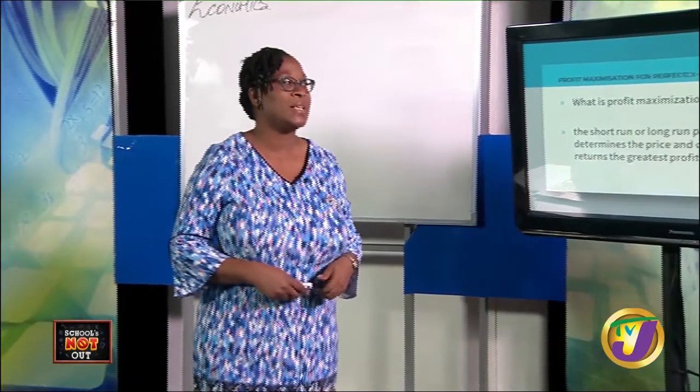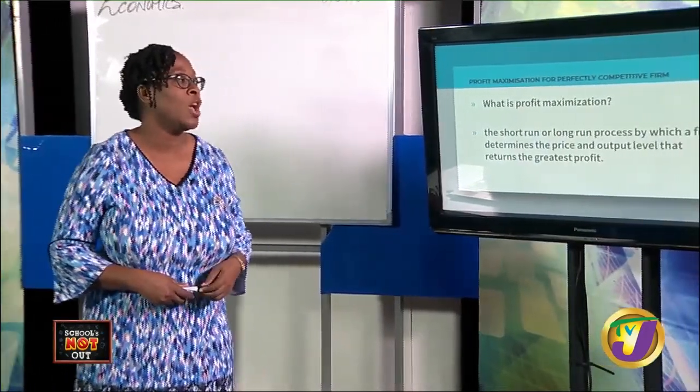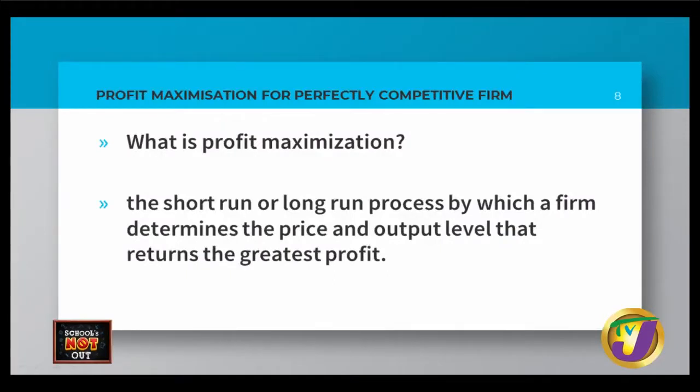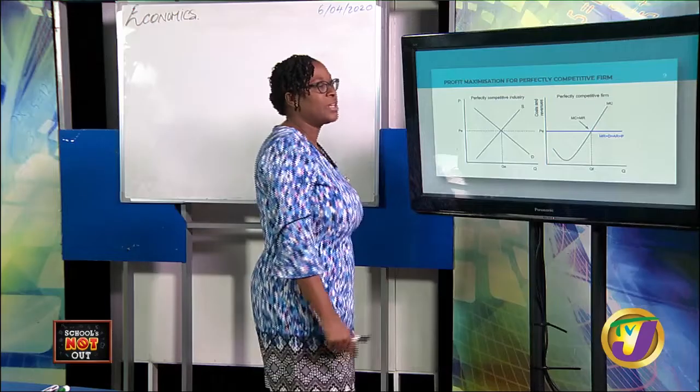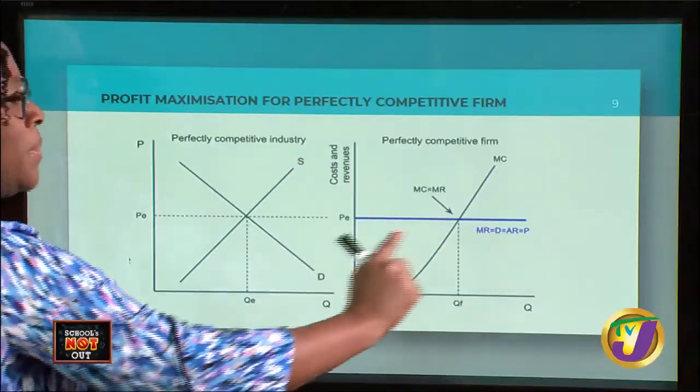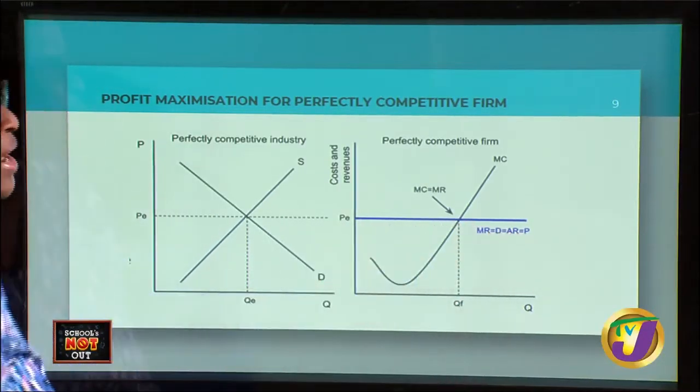Look at profit maximization, because this will tell us how price and output is determined by the firms. So for definition purpose, it is a short or long run process by which a firm determines the price and output level that returns the greatest profit. So for the perfectly competitive firm, and with all other firms, we know that profit maximization is achieved where marginal cost is equal to marginal revenue. For the perfectly competitive firm, the price line, the demand curve, the marginal revenue curve, they are the same.